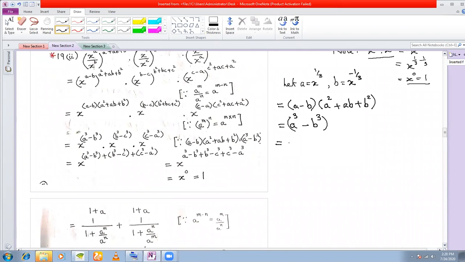Yes. So now I put back the values. x to the power of 1/3 whole cube minus y to the power of 1/3 whole cube. So this becomes x to the power of 1/3 into 3 minus y to the power of 1/3 into 3. These two 3's cancel. You simply get x minus y.